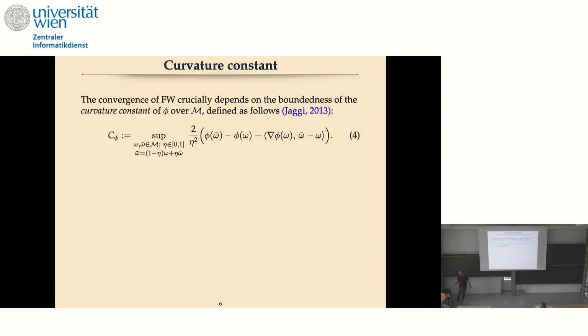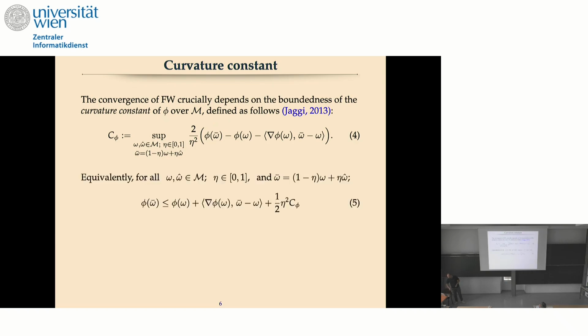And the convergence guarantees of Frank-Wolfe depend on the so-called curvature constant. This definition is a direct copy from Martin Jaggi's paper, but I find this version a bit easier to write. Equivalently, these two are equivalent formulations. So basically, for any omega, omega hat in the domain, and any omega bar chosen on the line segment between these two points, we should have a constant C phi that satisfies this inequality.